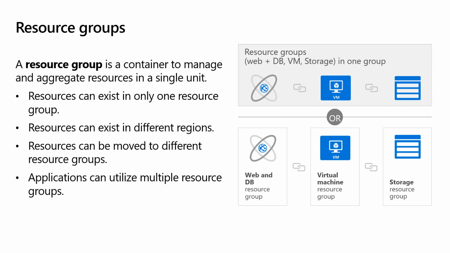A resource, like that virtual machine or that app, can only exist in one resource group, but that resource can be anywhere in the world. It doesn't have to be in the same region as that resource group. You can move resources between different groups if you needed to, and applications can access multiple resource groups. They don't have to be in one resource group. We're also going to talk about role-based access coming up, and that's ways of securing your access to those resources.